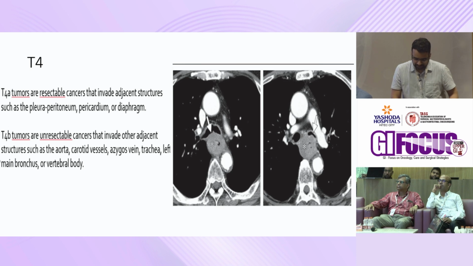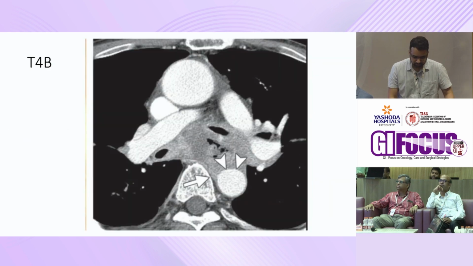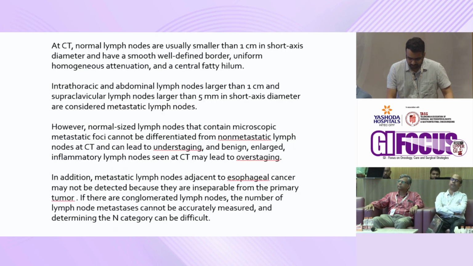This is T4 stage CA, where we are seeing extension of esophageal CA into the carina and into the left main bronchus. There is one more image showing a T4b lesion, where there is extension of esophageal CA into the left main bronchus, as well as encircling more than 90 degrees of the aorta. This image shows a node in the right supraclavicular region.